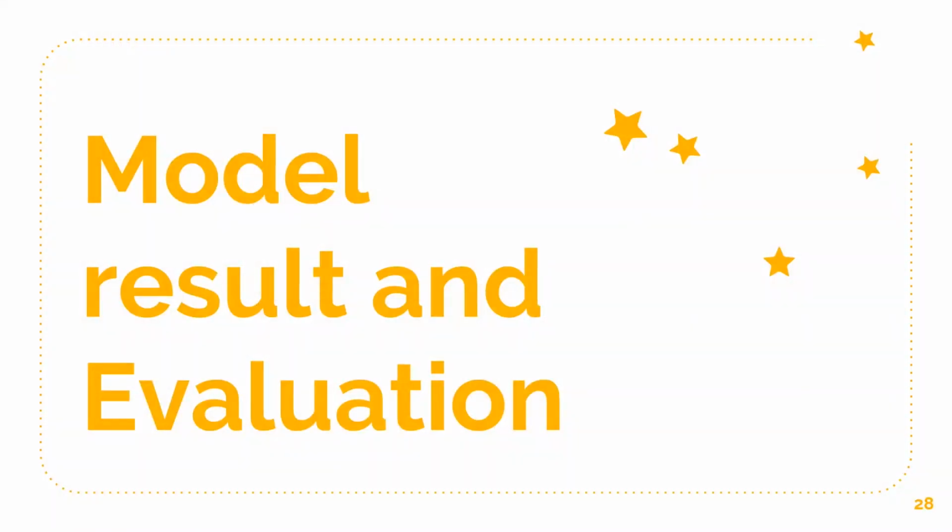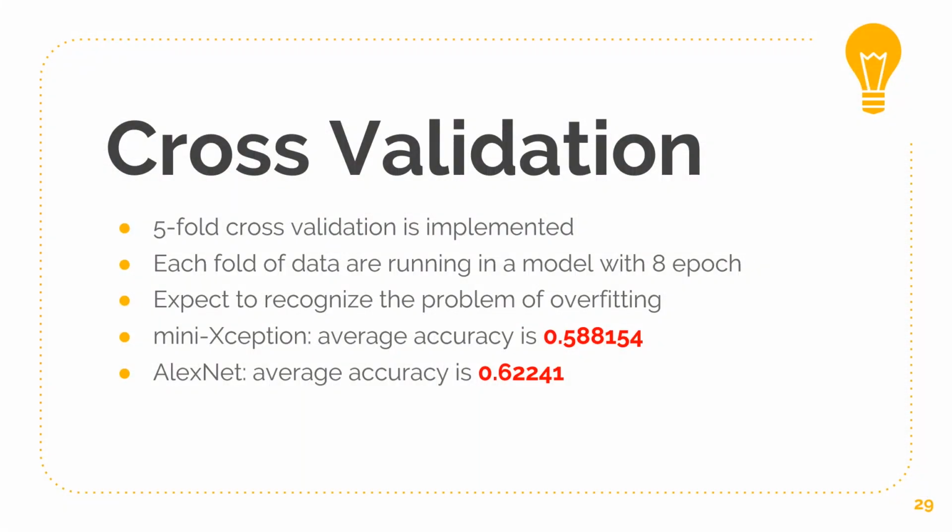After that, we will move to the next section, model results and evaluation. We use 5-fold cross-validation to evaluate our models. We use the cross-validation to detect the problem of overfitting in our models. Finally, for the mini-Xception model, the F1 accuracy is around 59%, and for AlexNet, the F1 accuracy is around 62%.